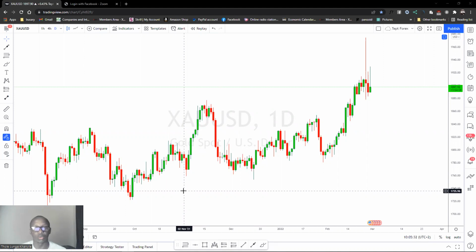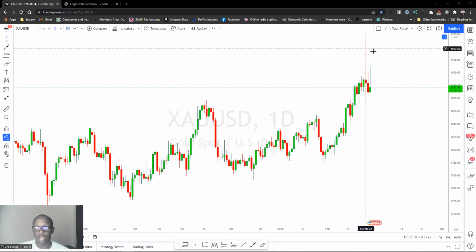I want to quickly show you how to use the Fibonacci tool in your Forex trading. So let's just assume that you want to trade a bearish move on gold. We have already seen a strong pin bar of rejection on gold. So let's take it down to the 4-hour time frame.